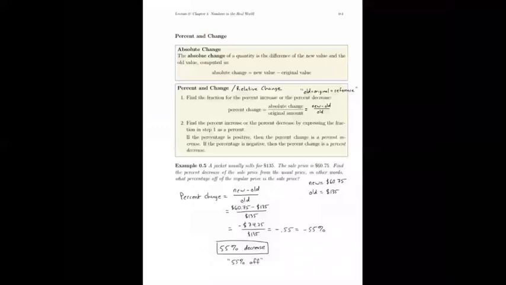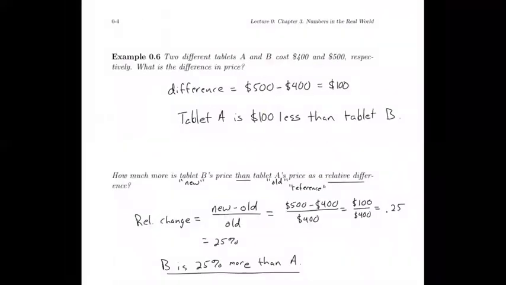Okay, so let's see something that might be a little bit trickier here. So suppose we have two tablets, tablet A and tablet B. A costs $400, B costs $500. So first they ask us, what is the difference in the price of these two? They're not saying the absolute difference, because neither one of those is necessarily a reference value in this given statement. So the difference in price, if we're not told to find the absolute change, we just take the larger minus the smaller, and we see that there's a $100 difference. Tablet A is $100 less than tablet B.